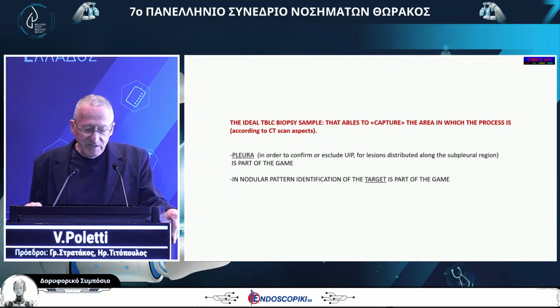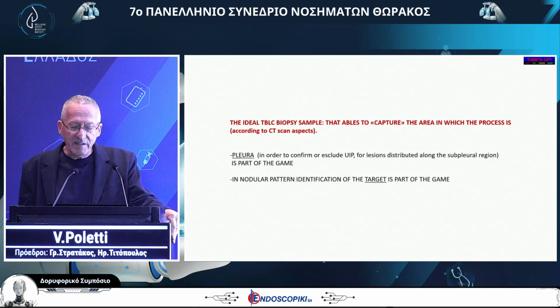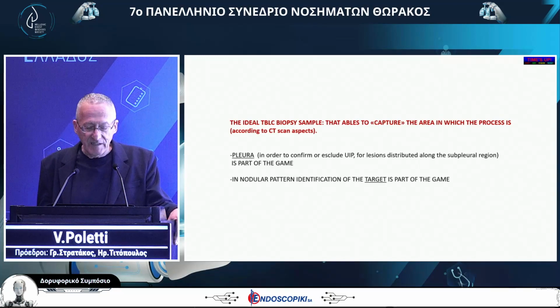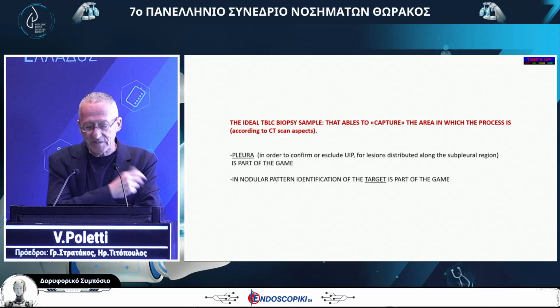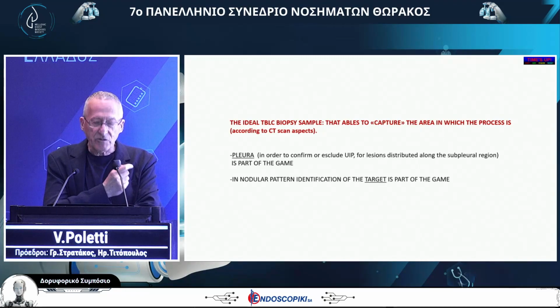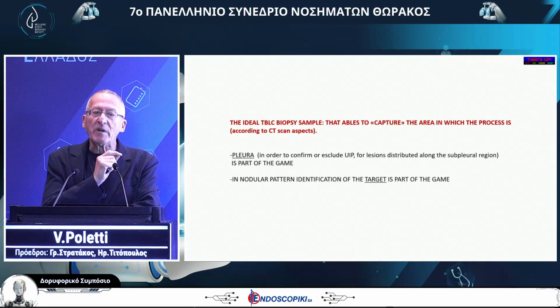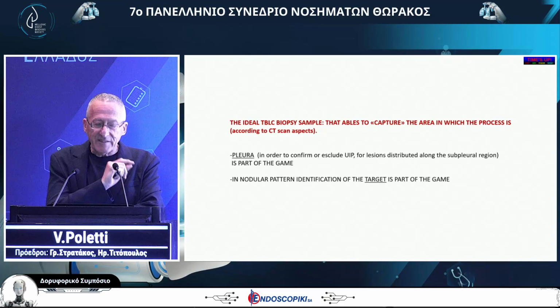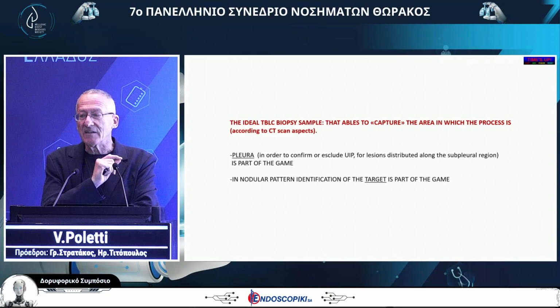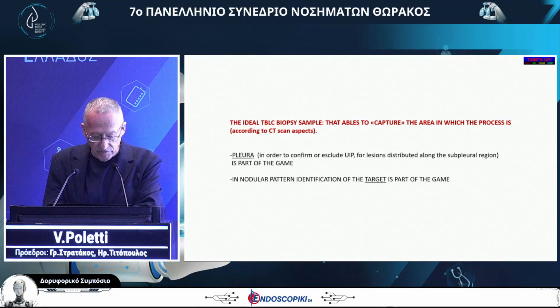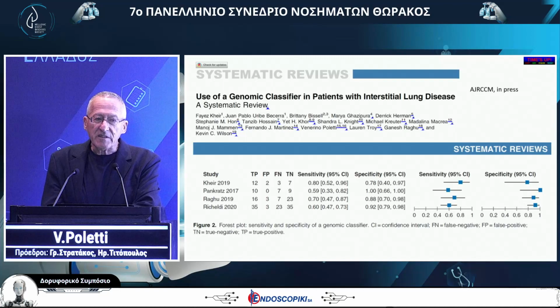So the ideal TBLC biopsy sample is the sample that is able to capture the area in which the process is, so according to the CT scan. Pleura has an important role in the game when we are dealing with reticulation or subpleural aspect, and the nodule and the target is the core business when we have nodules. We can use different approaches using genomic classifier or immunohistochemistry or even NGS.